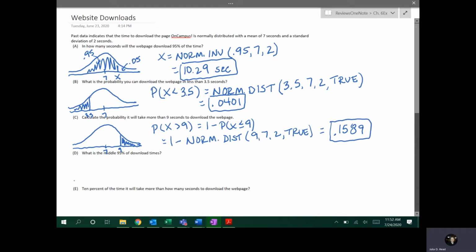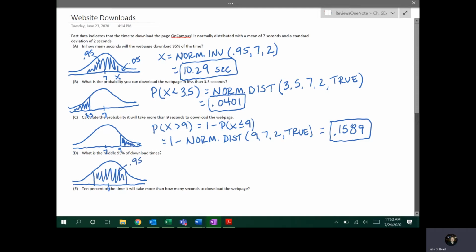Part D is one I don't think we've done before. So when it asks for the middle, it's kind of telling you that it's a between question, but you know that these 2 marks are going to be equidistant since it's in the middle, not lopsided on one place. And you're going to be shading in the middle. So in this case, we're shading 0.95.